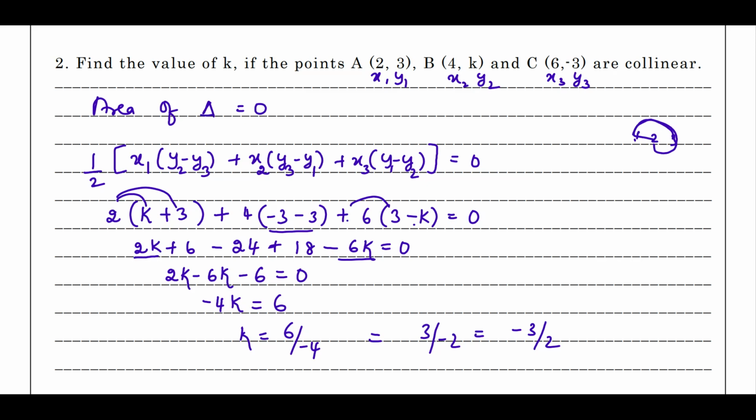Dear students, I have made a mistake here. Plus 6 I have ignored here. If you add plus 6 again here, minus 24 plus 18 is minus 6. Minus 6 plus 6 will cancel out. What we get is 0. Now minus 4k equals 0. K equals 0 by minus 4. What we get? K as 0. We get k equals 0.